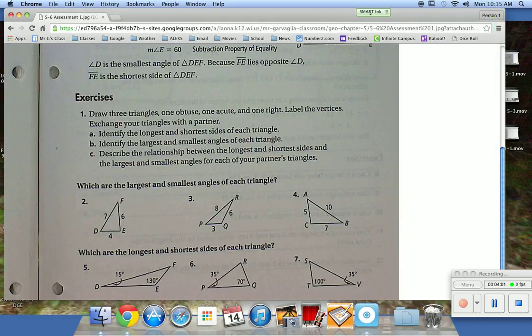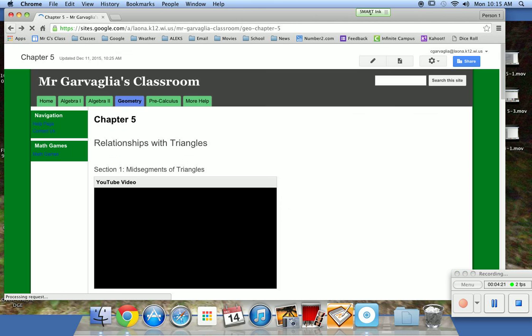On the assignment, same thing. Which are the largest and smallest angles of each triangle? Should be easy to tell, right? And then the last one is, you need to figure out the missing angle. All of them. Now let's take a look at the second page. Always.